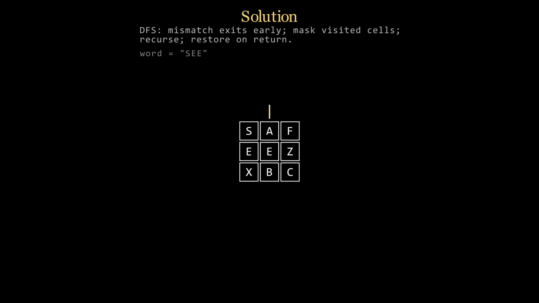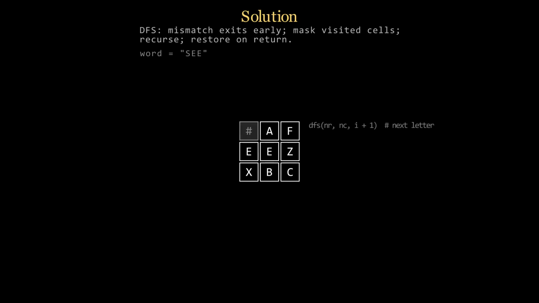We start with an early exit. If a cell does not match the letter we need at this index, or the step is out of bounds, we return false immediately. We do not waste time exploring dead ends. When we land on a match, we save the character and mask the cell with a hash. That temporary wall stops the search from stepping on its own tail while we build the rest of the word.